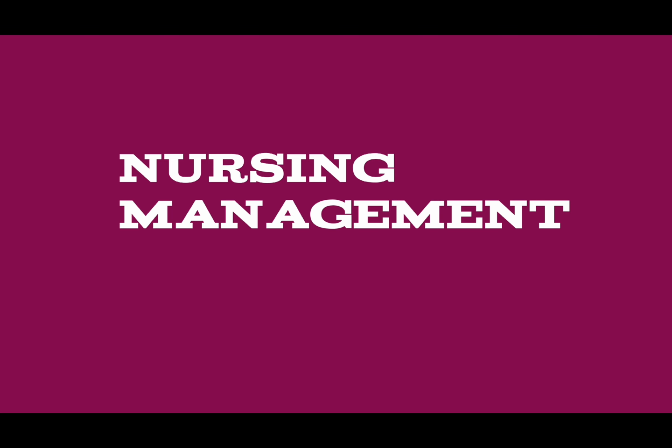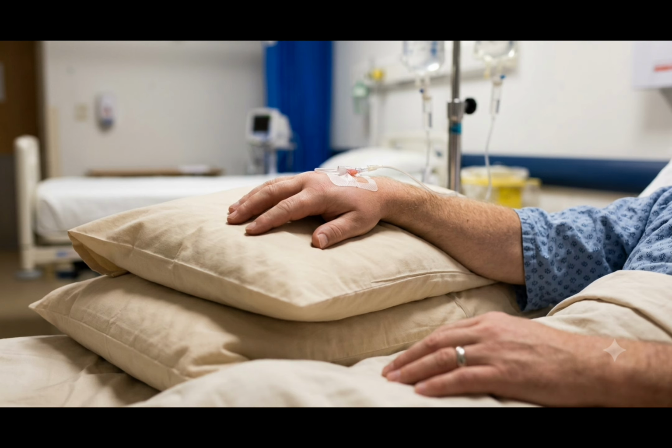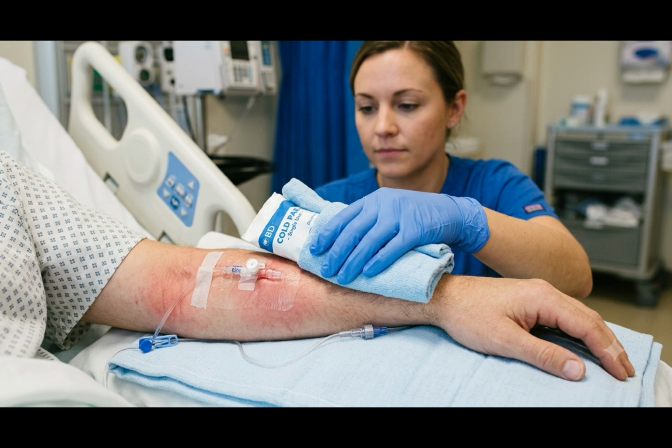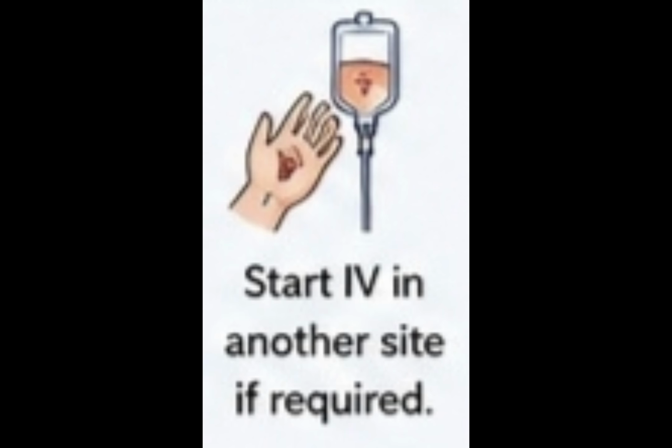Nursing management. If infiltration occurs, stop the IV infusion immediately. Remove the IV cannula. Elevate the affected limb to reduce swelling. Apply a warm or cold compress according to the type of solution infiltrated and the hospital policy. Monitor the affected area for improvement. Insert a new IV cannula at a different site if IV therapy is still required. Educate the patient to report worsening pain, swelling, or discomfort. Document the incident and all nursing interventions.